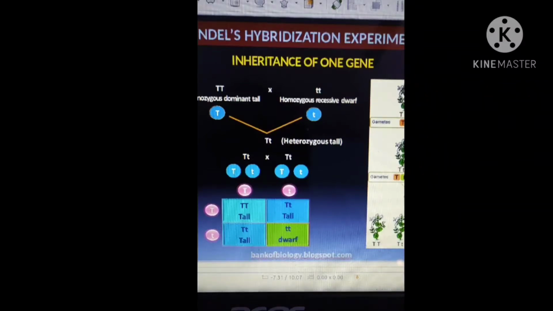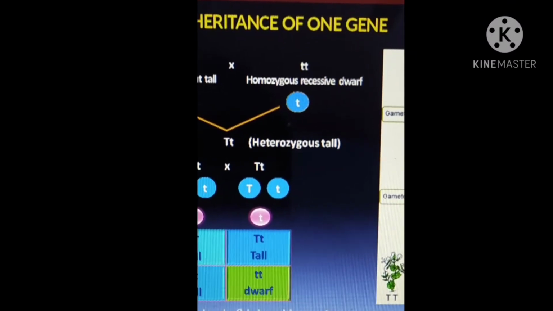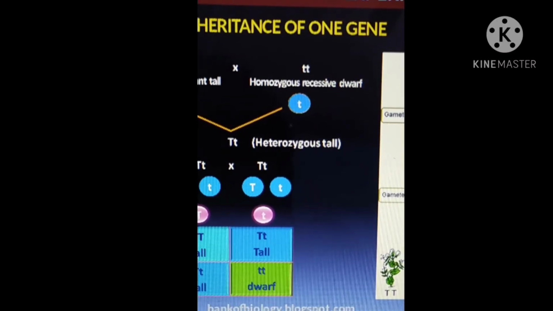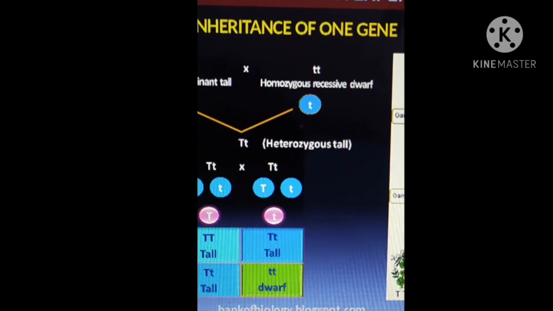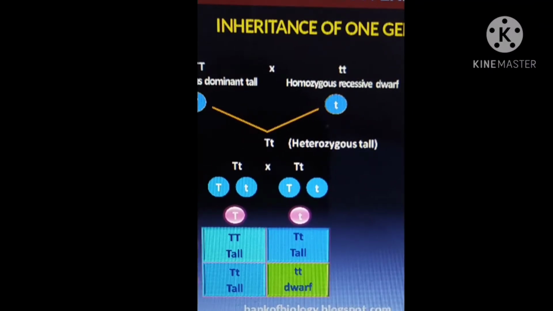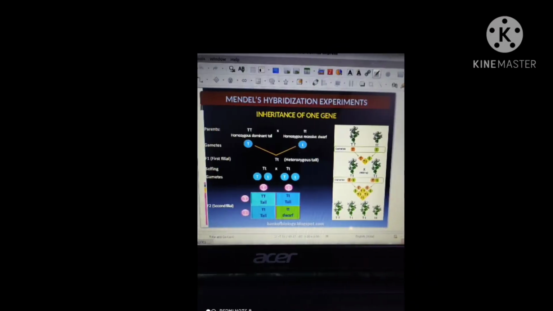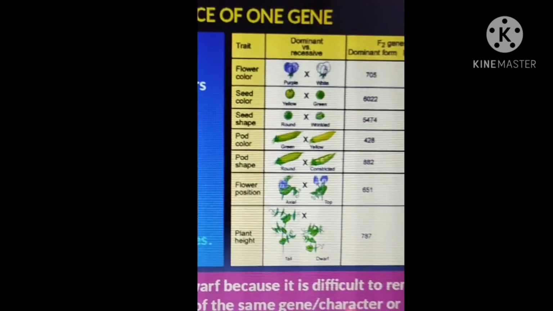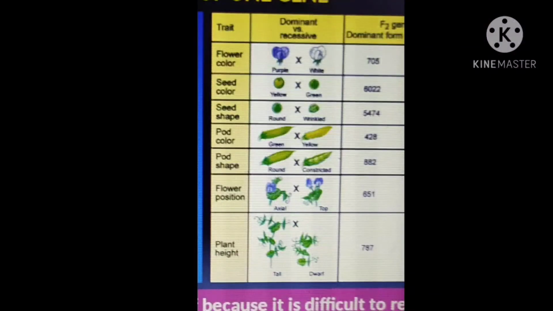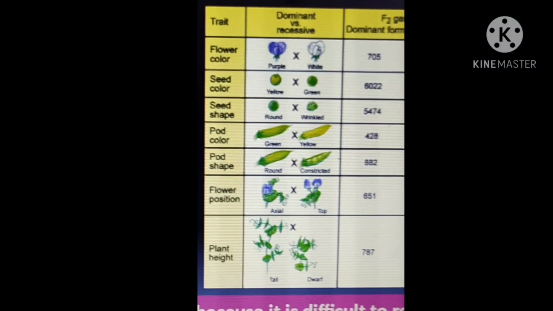And the character he considered was height. Who considered? Gregor Mendel, father of genetics, experimented on one character, namely height of the plant. And in which plant? In Pisum sativum. Pisum sativum has many different characters like height, flower color, seed shape, pod shape, pod color and flower position. And he conducted the experiment on height first.